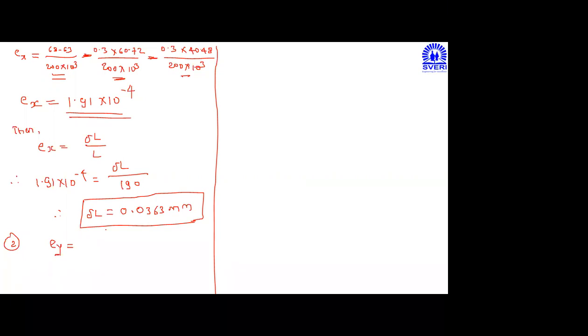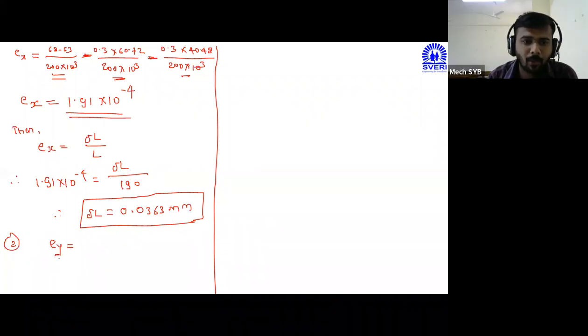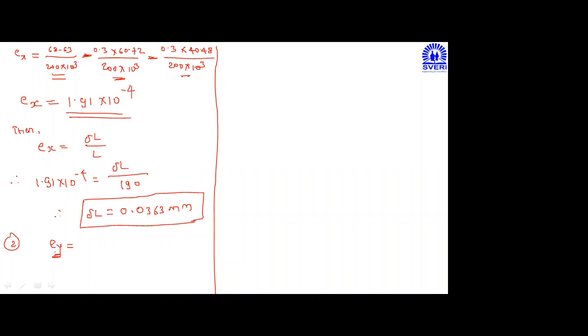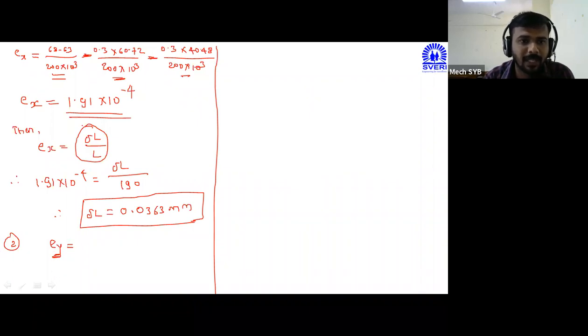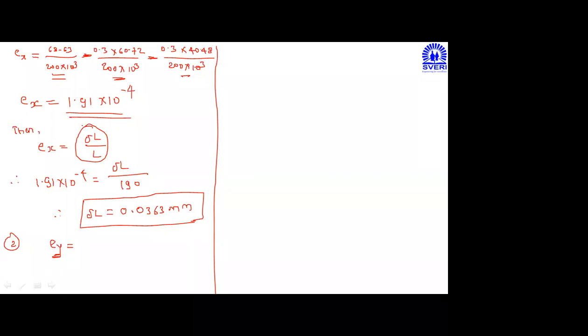Sir, sigma y by e minus mu sigma x by e is the another formula to calculate the epsilon y. I am asking the formula in the form of change in dimension upon original dimension. जसा epsilon x is equal to delta L upon L आहे, तसा epsilon y काय असणार आहे? Delta D upon D. This is I am asking.